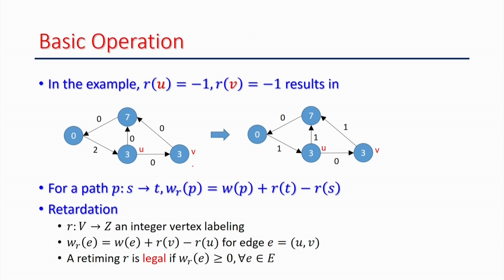Suppose this is my U node and this is V node, and say R u equals -1 and R v equals also -1. What does it mean? R means the number of registers moved from output to input. So -1 means effectively one register moves from the input side to the output. So this will become 1, because that is what R u = -1 gives. Then R v also says the number of registers moved from output to input is -1, which means one register moves from the input side to the output side. So this becomes 0 and this becomes 1.